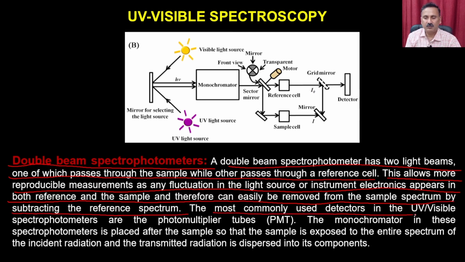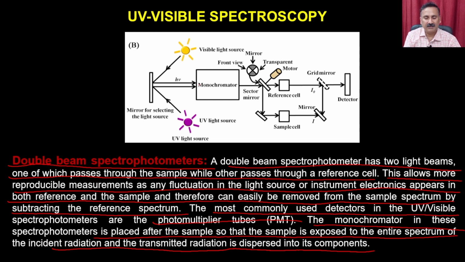The most commonly used detector in the UV spectrum is the photomultiplier tube, or PMT. The monochromator in these spectrophotometers is placed after the sample, so that the sample is exposed to the entire spectrum of the incident radiation, and the transmitted radiation is dispersed into its components.